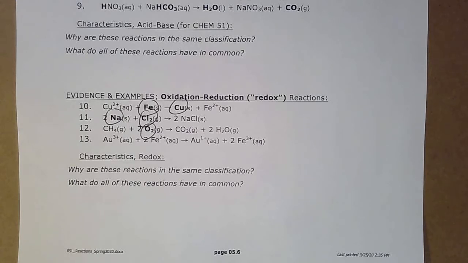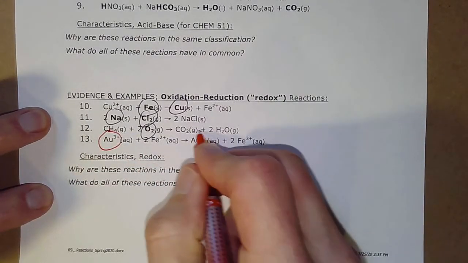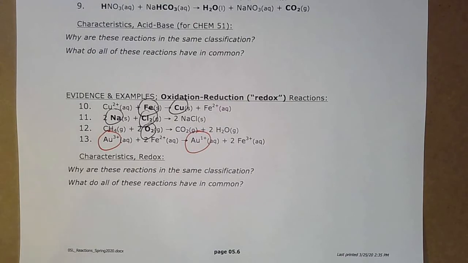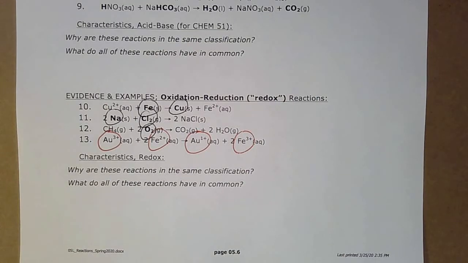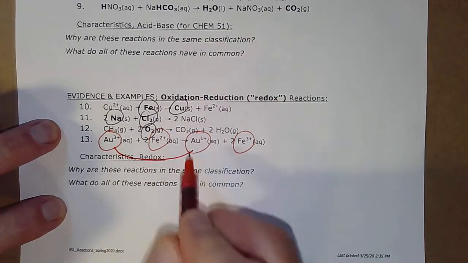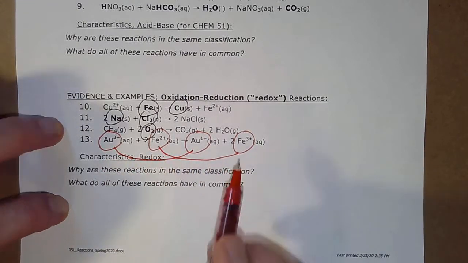But then reaction 13 looks kind of funny. There aren't exactly elements alone. There are elements as ions. There's gold 3 ion, gold 1 ion, iron 2 ion, iron 3 ion. Now, what we noticed here was the charges are changing. 3 plus to 1 plus, 2 plus to 3 plus.